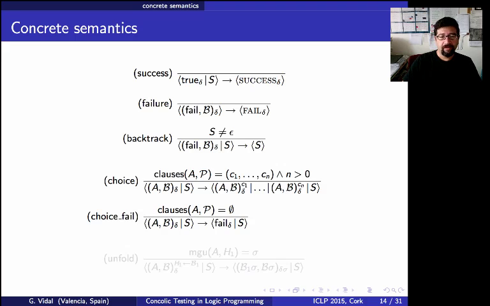Okay? And well, choice fail is just a particular case in which there are no matching clauses, so we just replace the selected goal with fail, and then we might apply failure or backtrack. And finally, we have a goal with some clause labeling the goal, and as usual, we compute the most general unifier between A and H1 and so on. Okay, this is just a standard unfolding step.